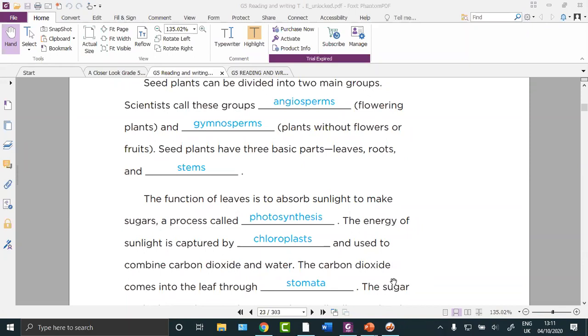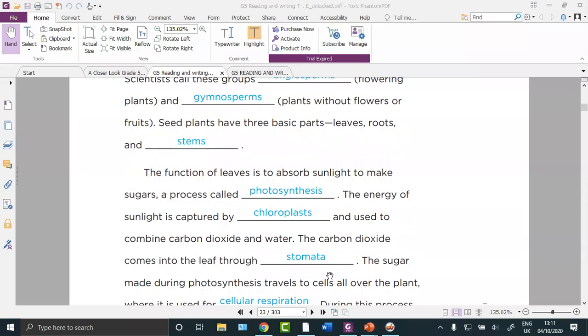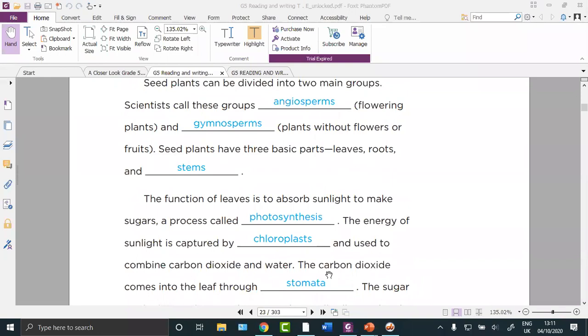The sugar made during photosynthesis travels to cells all over the plant, where it's used for cellular respiration.